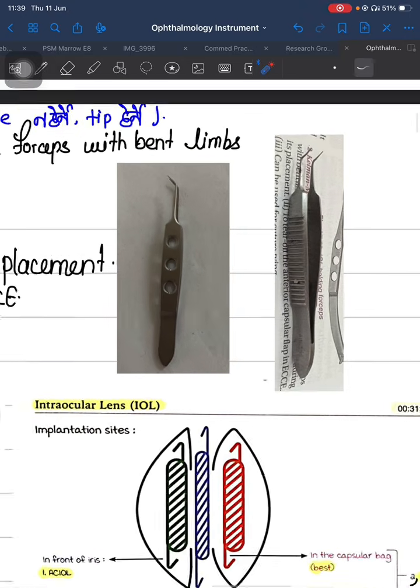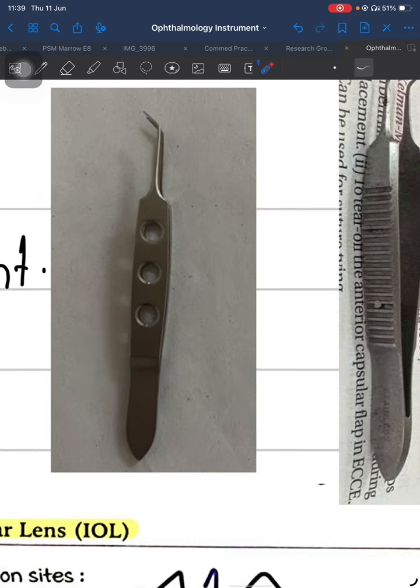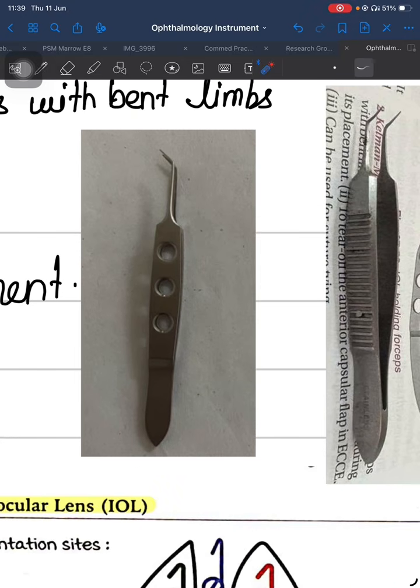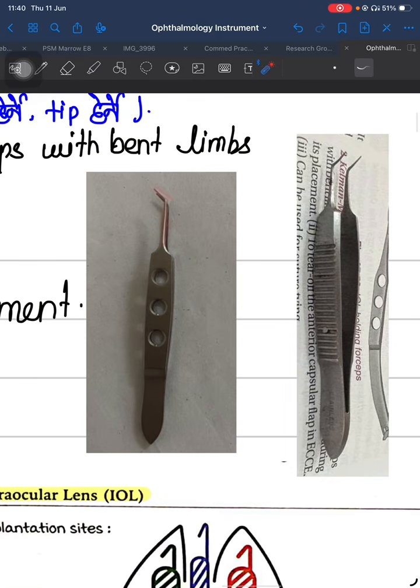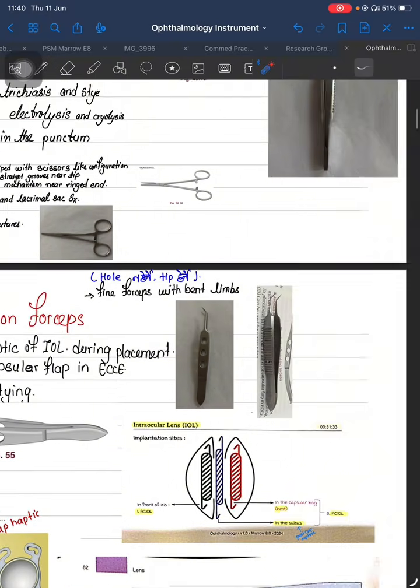Kelman-McPherson forceps. Again, how can I identify the Kelman-McPherson forceps? We should look at the tip. The tip is slightly curved in the upper end, and from the slightly curved end, we can identify the Kelman-McPherson forceps.